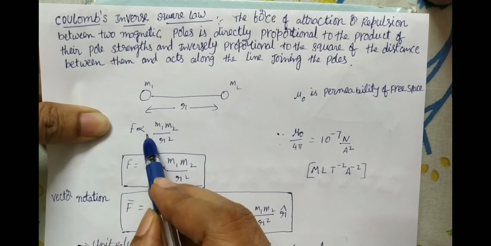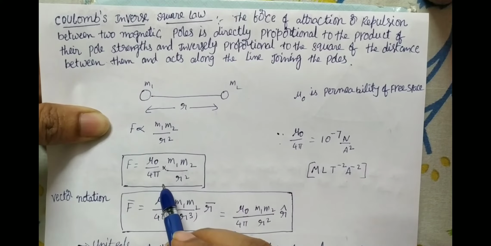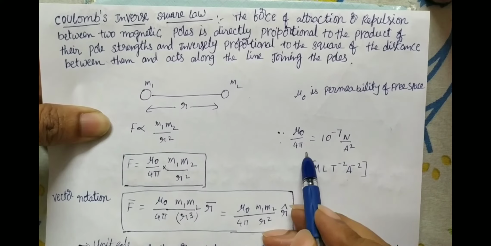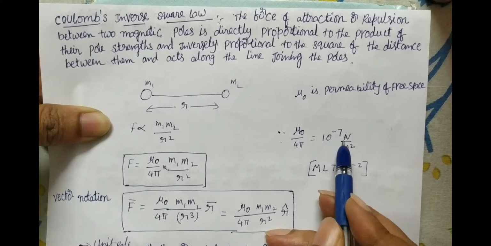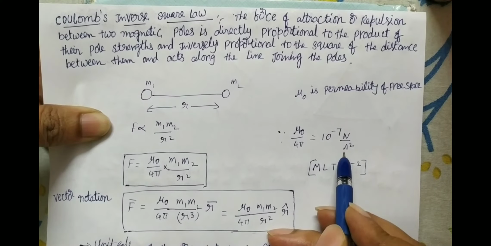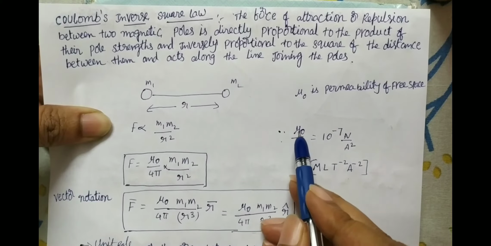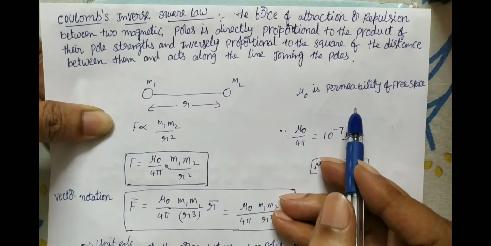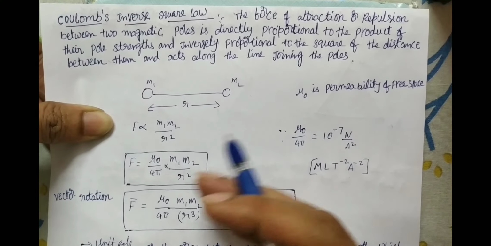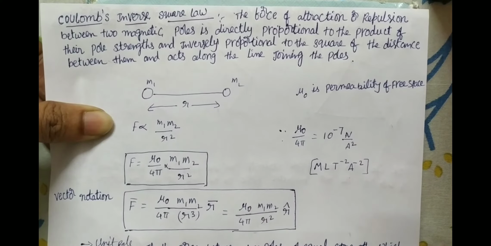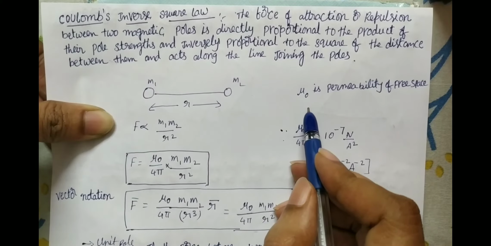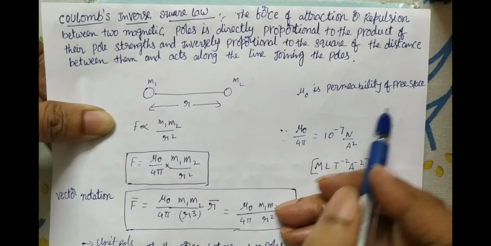To remove this proportionality, they use a constant, mu naught by 4 pi. The value of mu naught by 4 pi is 10 power minus 7 Newton per ampere square, where mu naught is the permeability of free space. What does permeability mean? It is how the medium allows a magnetic field through it. How easy or difficult it allows that will be represented with mu naught here. Mu naught is the permeability of free space.